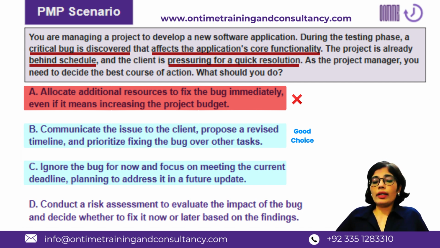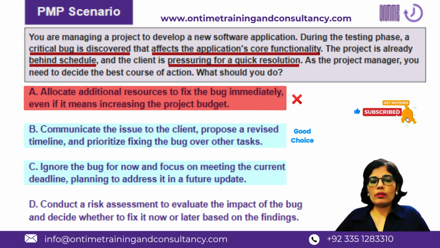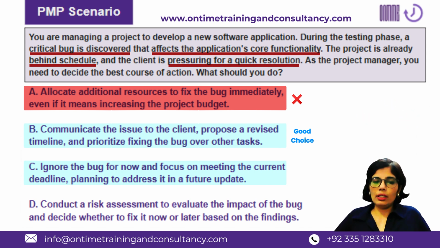This again is a reactive choice, as was the case with option A. Ignoring the bug, or considering that it is not there and just continuing with the plan, and we are not going to change anything because the baseline is already there and it's approved and this and that, is definitely not a sinful thing to do.